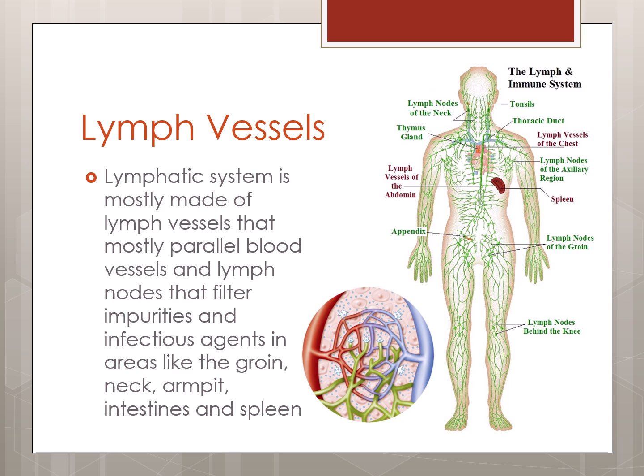From there, our lymph vessels and nodes are going to filter impurities and infectious agents in areas like those hubs that we were talking about before, like the groin, the neck, the armpit, as well as intestines and spleen. So those main areas where we see a larger congregation of lymph vessels, those nodes and glands and ducts and all those important structures with the lymphatic system.